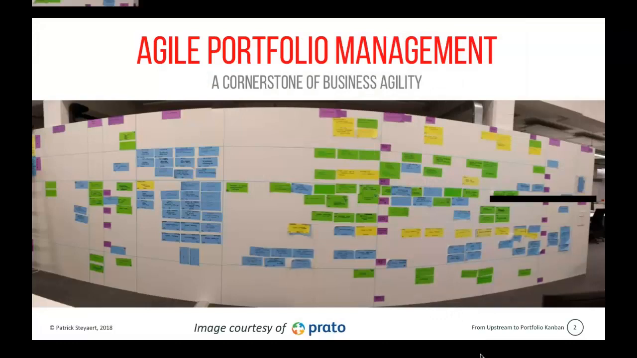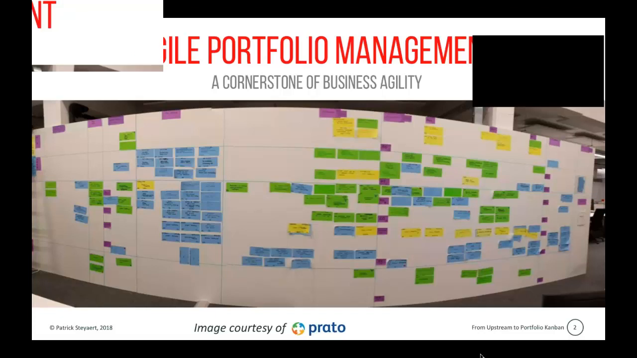So why portfolio management? I think essentially because it's really a cornerstone of business agility. You can think of business agility as reaching all kinds of functions in the organization and being able to have a broad coverage of Agile in the organization. So that's one way of thinking. But another way of thinking is really agility at all levels in the organization, also at the highest level.